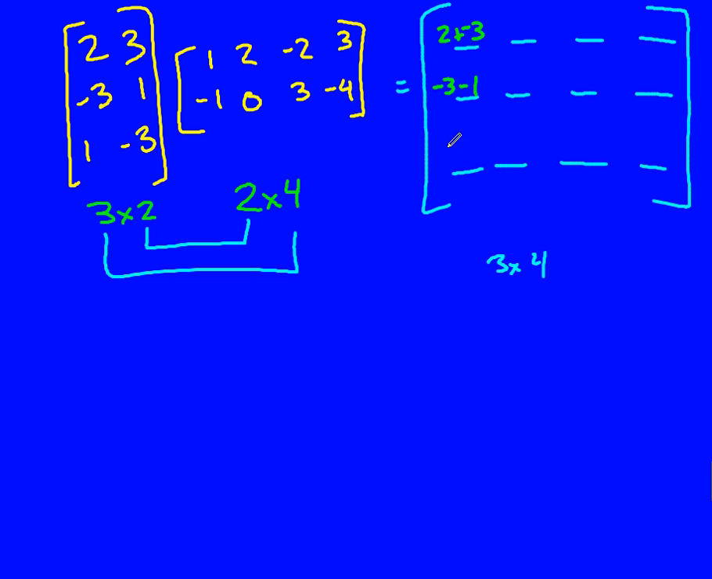I have then, if I go down here, third row, first column. So 1 times 1 is 1. Negative 3 times negative 1 is negative 3. Or I'm sorry, is positive 3.